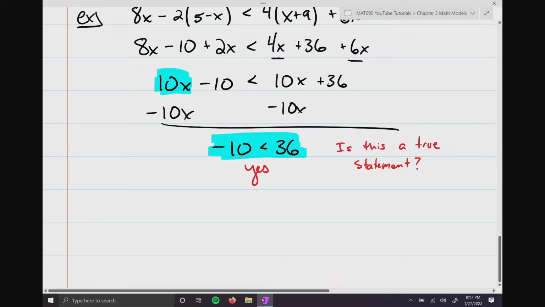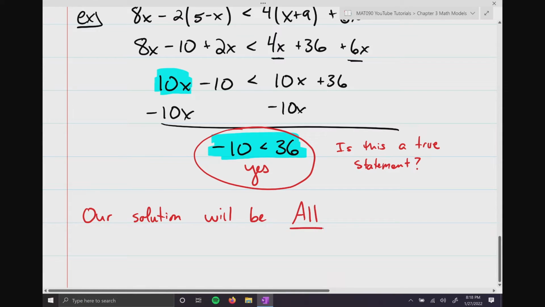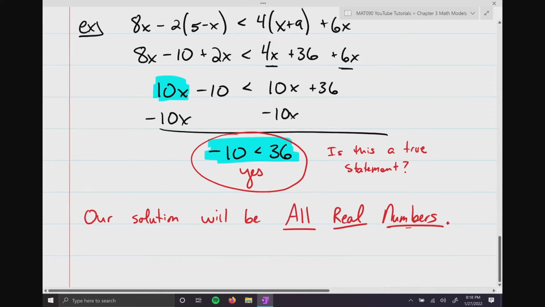So because we can say yes to this very last part in our problem, what we will say is our solution, let me write it like that first. Our solution will be all real numbers. Okay? Our solution is going to be all real numbers. Now let me explain what's happening here.